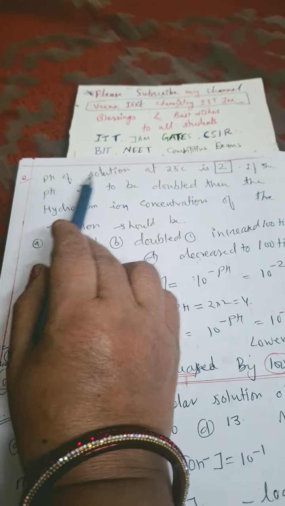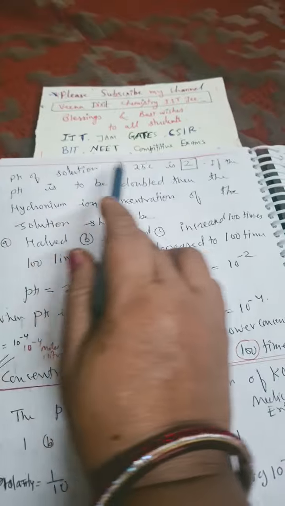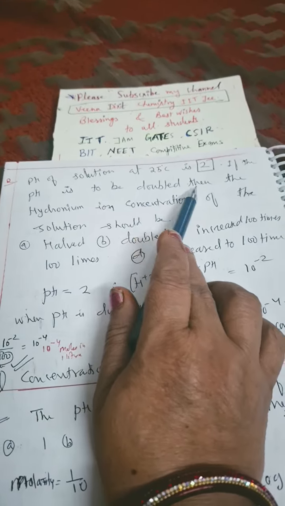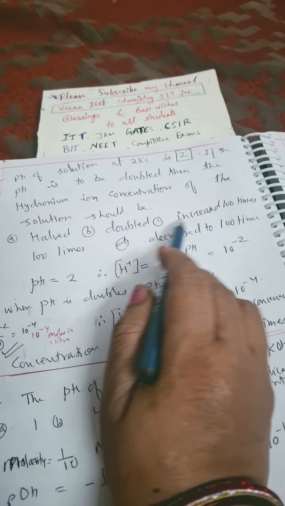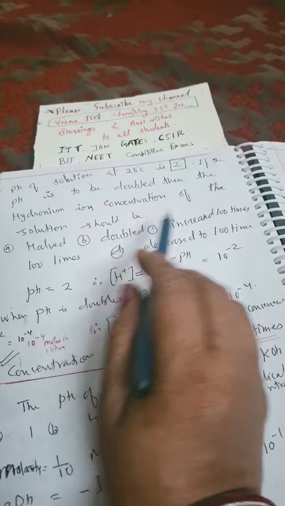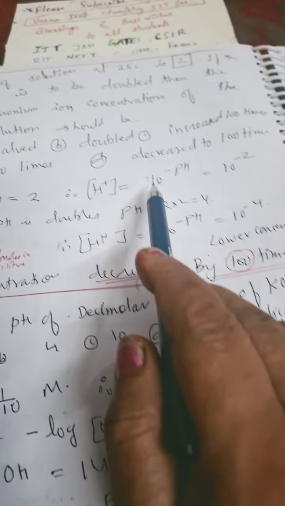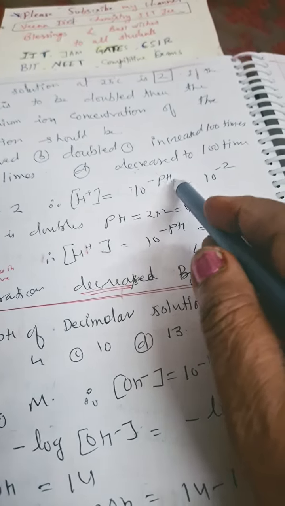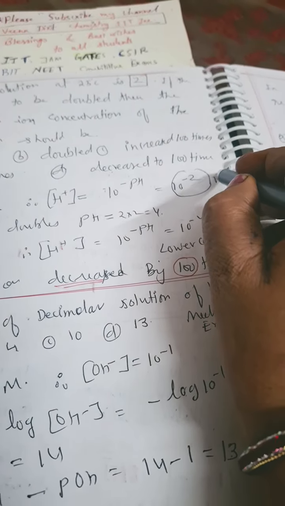Thank you for watching. pH of solution at 25 degrees C is 2. Means pH is given and that value is 2. If the pH is to be doubled, then the hydronium ion concentration of the solution should be halved, doubled, increased by 100 times or decreased by 100 times. So pH is equal to 2. At that time, H ion concentration will be how much? 10 raised to power minus pH, that is 10 to power negative 2. That is the H ion concentration.